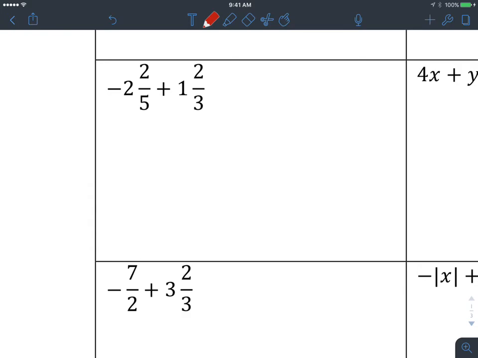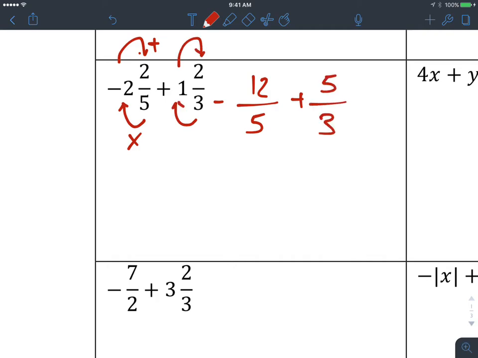Same thing, we're going to start the same fraction problem off every time. We're going to turn these into improper fractions and find their least common denominator. So 5 times 2, that's going to give me 10. Then add that to this numerator of 2 is going to give me 12 over 5 negative. Do the same thing over here. 3 times 1, well, that's 3, plus 2 is going to give me 5 over 3.